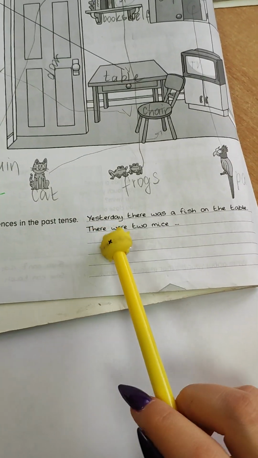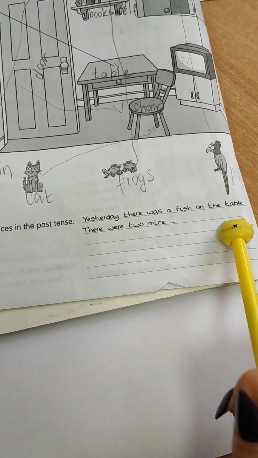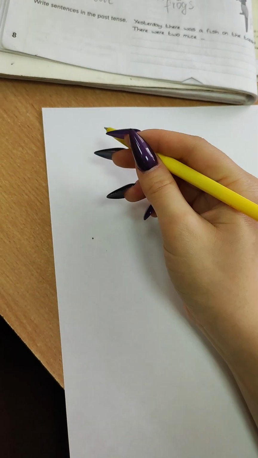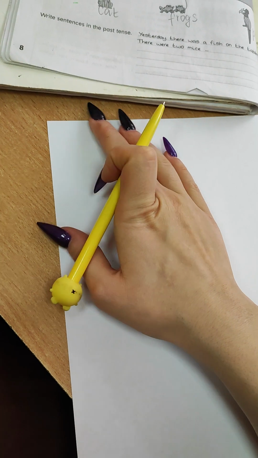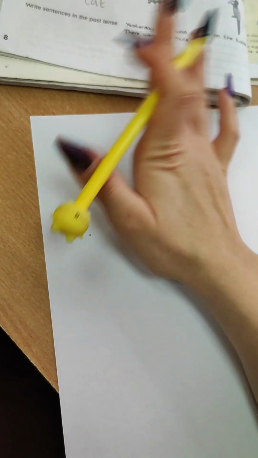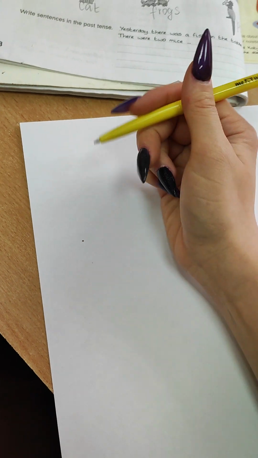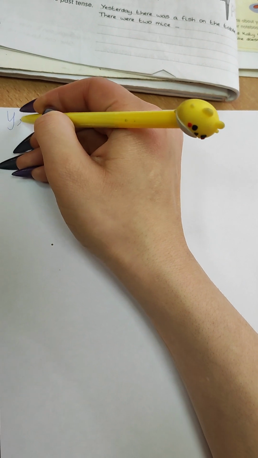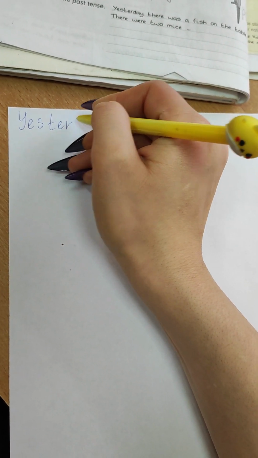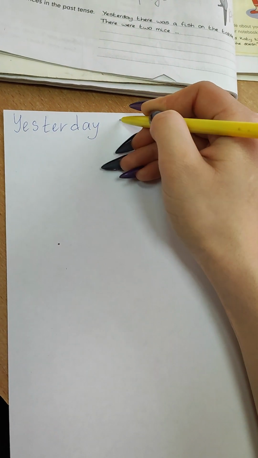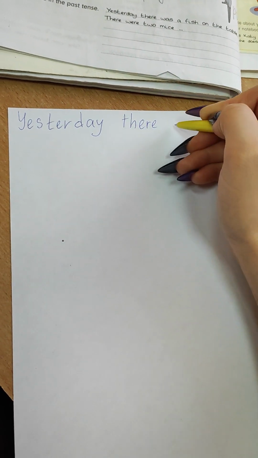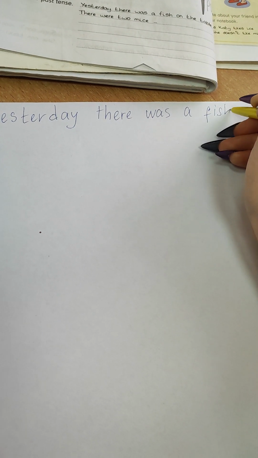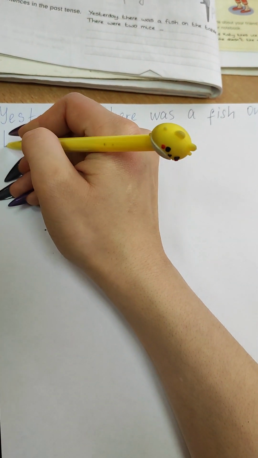So let's read it. Yesterday, there was a fish on the table. Write it in your notebook. Open up your notebook and take a pen. I'm going to write down something on the piece of paper because I don't have a notebook, because I don't need it right now. But you have to open your notebook and write it down. Let's do it. Yesterday, there was a fish on the table. Lovely.